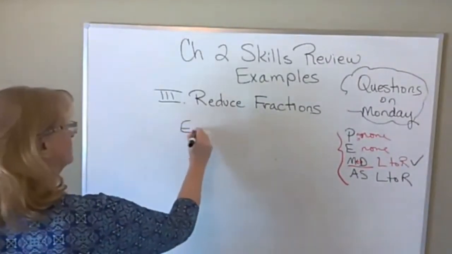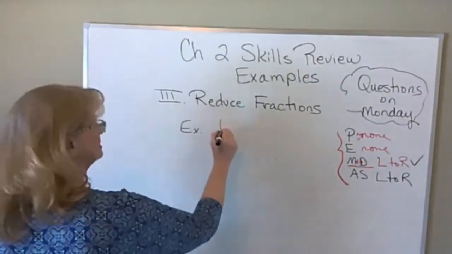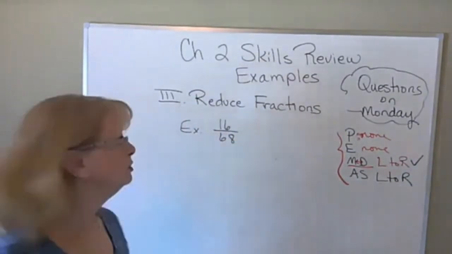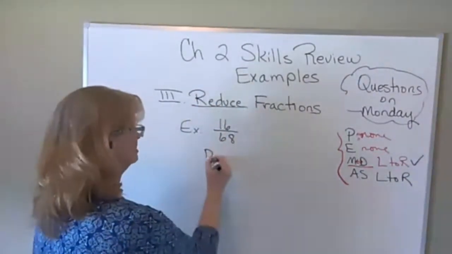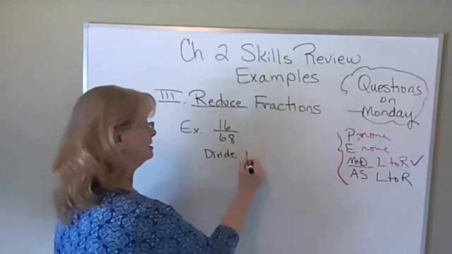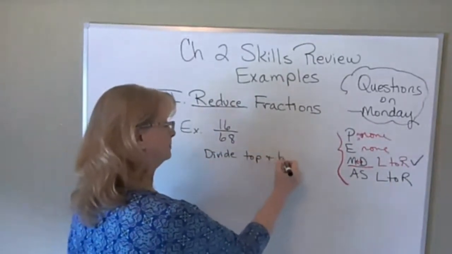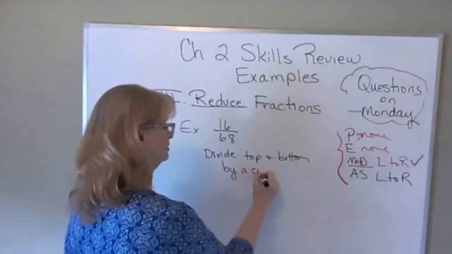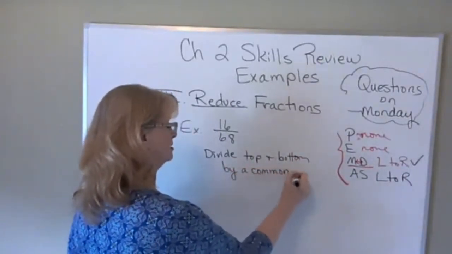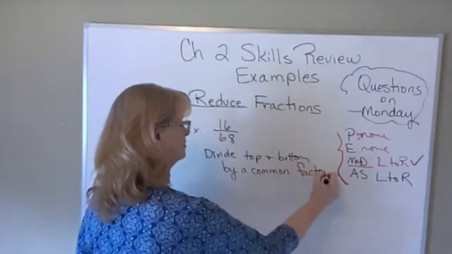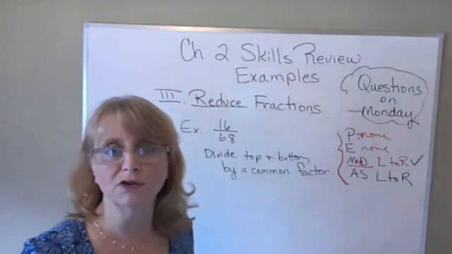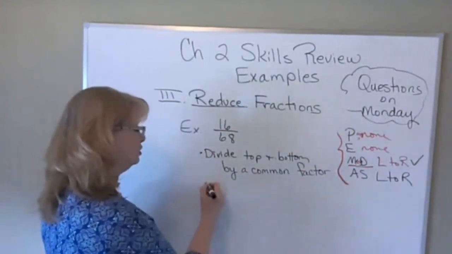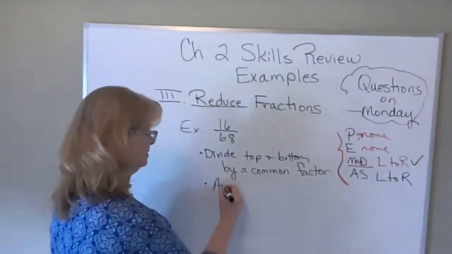So an example is 16 over 68. Now what you need to do to reduce a fraction is to divide the top and bottom by a common factor. But let's say that you don't know something that goes evenly into all of these. So I'm going to show you another method.